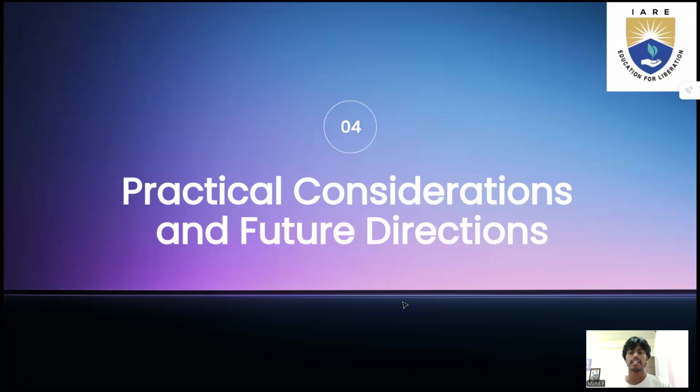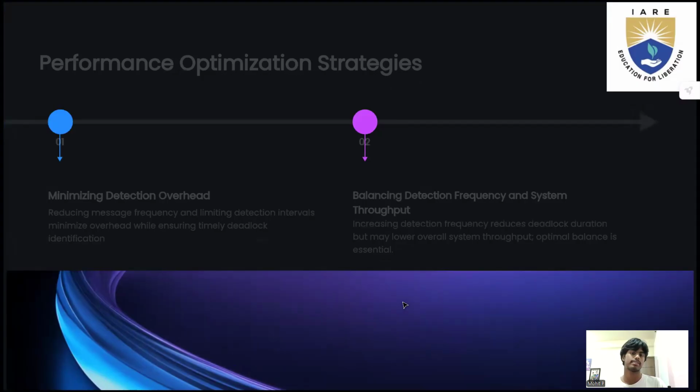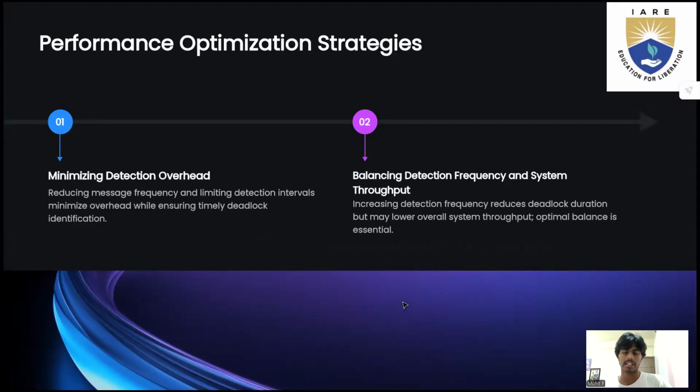Next, coming to the practical considerations and future directions, because deadlock is a very common and crucial part of operating systems. For performance optimization strategies, we see minimizing detection overhead, where limiting message frequency and detection intervals minimizes overhead while ensuring timely deadlock identification. Balancing detection frequency and system throughput: increasing the detection frequency reduces deadlock duration, but may lower overall system throughput.